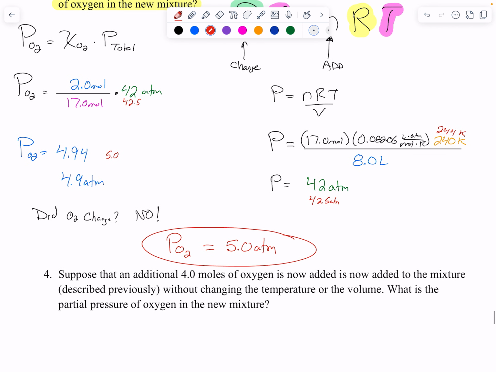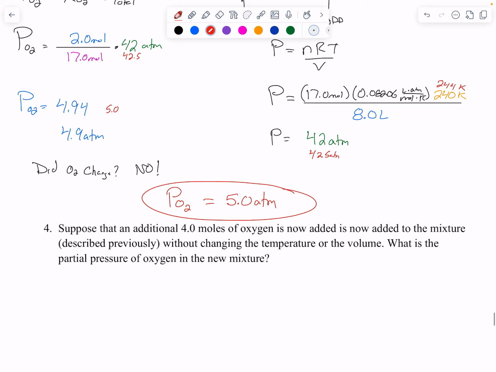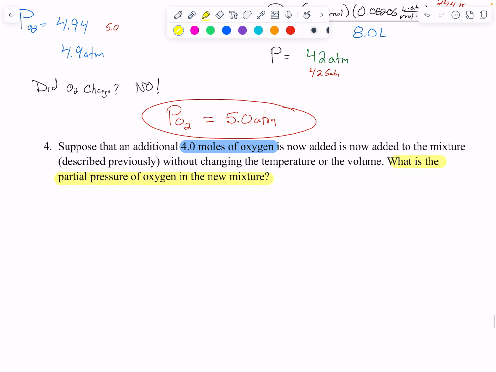Now, in the next problem, number 4, what are we adding? We're adding 4 moles of oxygen to the mixture without changing the temperature or volume. So now what is the partial pressure of oxygen in the new mixture? All right. Well, now we're changing oxygen, right? And so we could do PV equals nRT. And now with 4 more moles, we're at 21 moles, right?